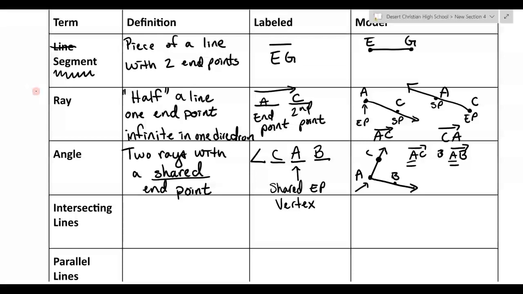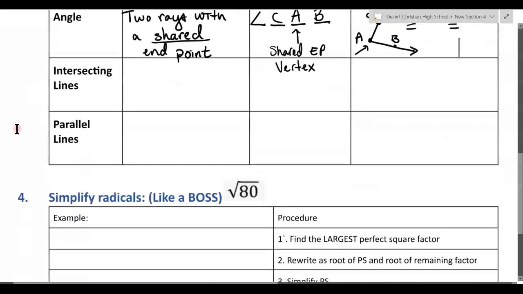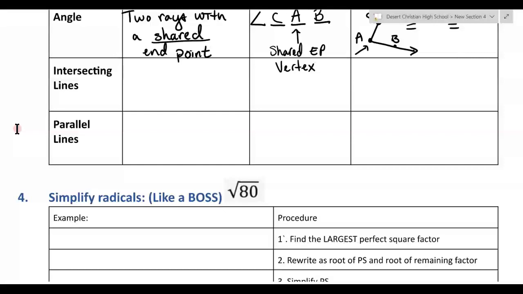Any questions about that? Angles? Okay. This is brief. We have intersecting lines. We touched on this briefly. Any 2 lines intersect in a point. So any 2 lines that intersect, any point.